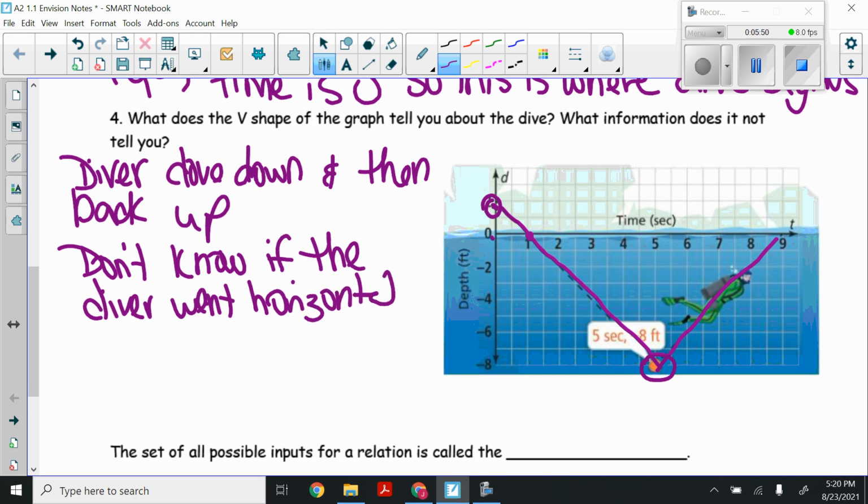So a V shape does not give me any horizontal movement, right? It's just down and up.